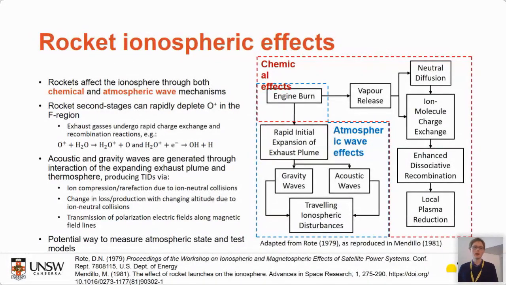And finally, there's an electrodynamic effect where polarization electric fields are transmitted along magnetic field lines from lower altitudes to higher altitudes. These are interesting as a kind of way to use the ionosphere as a sensor to detect rocket launches, as well as a potential way to measure the atmospheric state and to test our models of the ionosphere-thermosphere system.